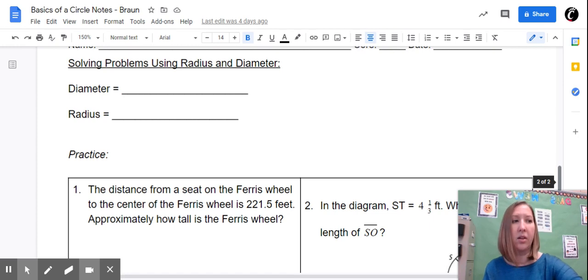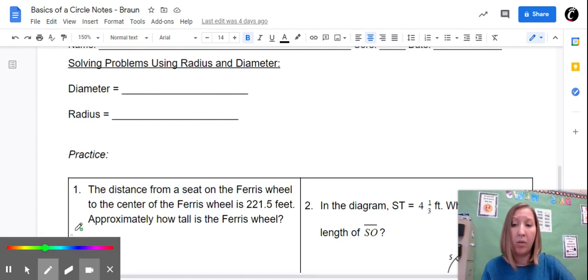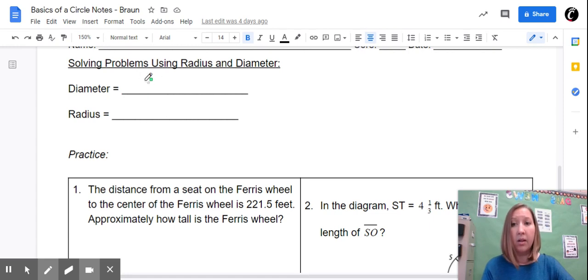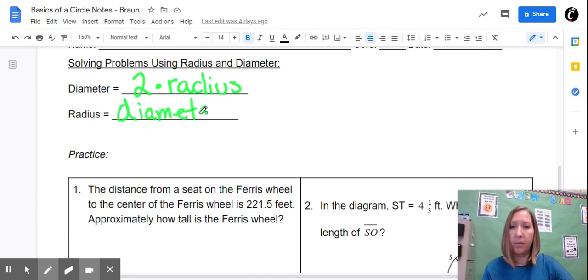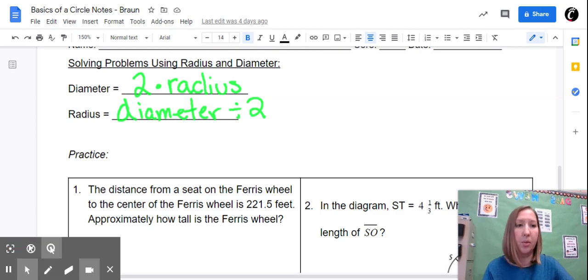The first thing we're going to do is solve some problems using radius and diameter. But in order to do that, we are going to set up some formulas that will help us to solve. So when we are working with diameter, what you've probably noticed already is that one diameter is equal to 2 times our radius. Since our diameter goes all the way across our circle through the center, it's the same as having 2 radii. So diameter is equal to 2 times our radius. And then we can use that same way of thinking to calculate our radius. If we want to know radius, we can just do our diameter divided by 2, or half of our diameter.